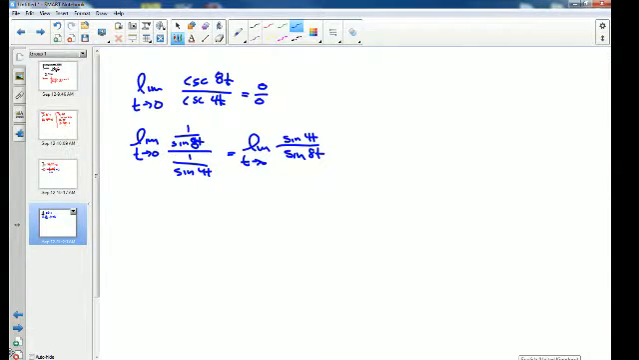Okay, now I'm going to think. So cosecant here is 1 over sine. That's what that means? Yep. Okay.